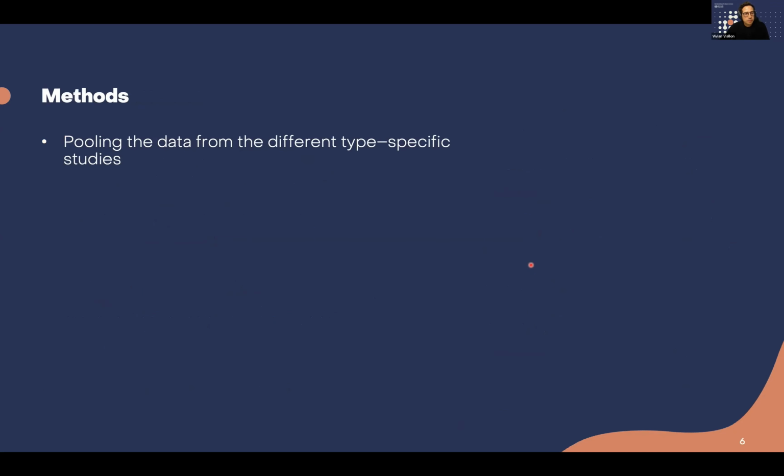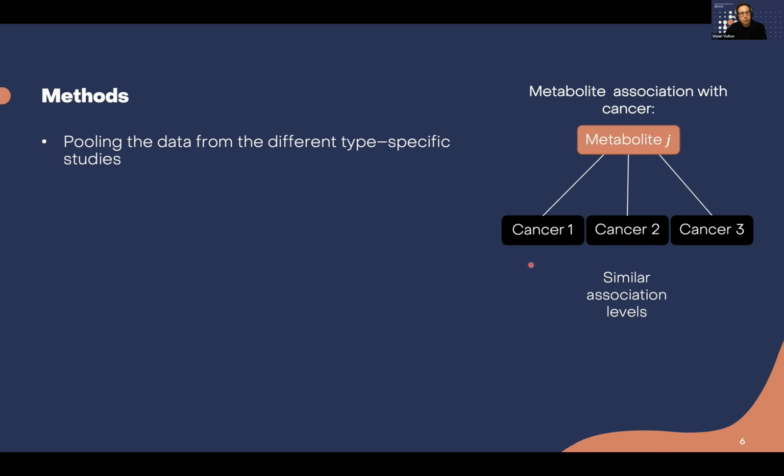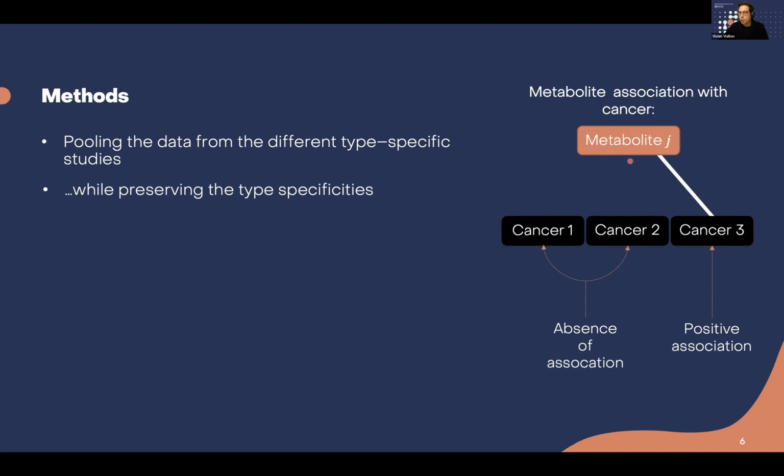All right, so now I will give some details about the statistical method that we used. So the general idea was to pool the data from the different type-specific studies to leverage the possible commonalities across the different cancer types, as illustrated here in this example, where for one particular metabolite, the level of association with the different cancer types may be similar. On the other hand, of course, if we simply pool the data and ignore cancer types, then we could not identify type-specific association, as in the second toy example, where the metabolite is only associated with cancer type 3.